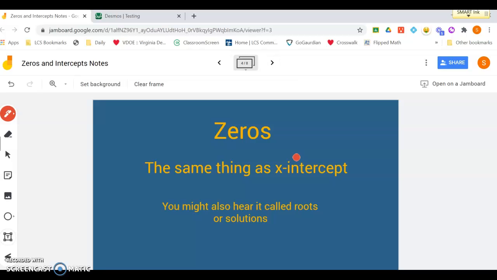So zeros, this is the last thing, and zeros is just the same thing as the x-intercept. You may also hear this called roots or solutions. So anytime you hear what are the zeros, or what are the roots, or what are the solutions, you're just finding what is the x-intercept. They're just trying to trick you by giving you different words.